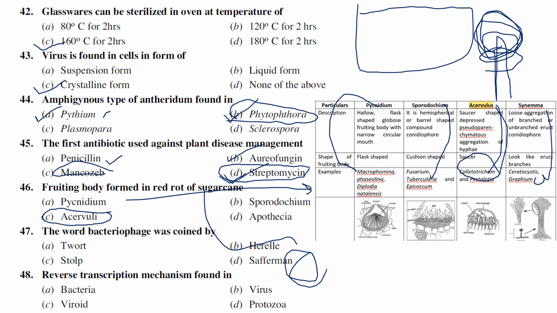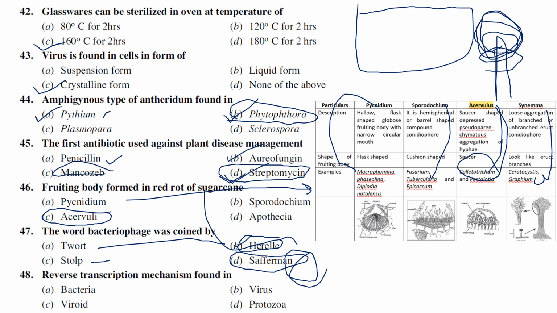The word bacteriophage was coined by Twort, d'Herelle, Slope, Safferman. Twort and d'Herelle individually discovered the bacteriophage in 1915 and 1917 respectively, but the term bacteriophage was given by d'Herelle only, in 1917. Slope, Bdellovibrio 1962. Safferman and Morris, probably cyanophages, 1963. So the answer is d'Herelle 1917.